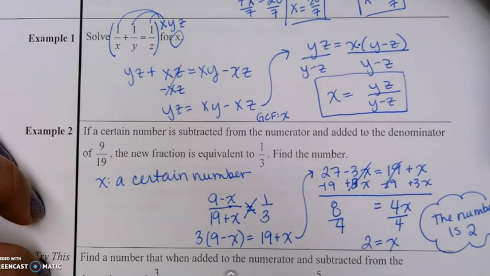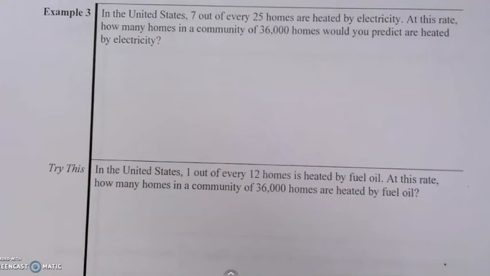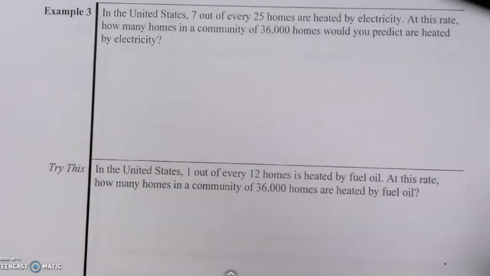for example 3. All right, in example 3, we're looking at 7 out of every 25 homes are heated with electricity in the United States. At this rate, how many homes in a community of 36,000 homes would you predict are heated by electricity? So we're looking at a ratio, 7 out of 25, and then we want to set it up as a proportion, so we have some unknown number of houses out of 36,000.